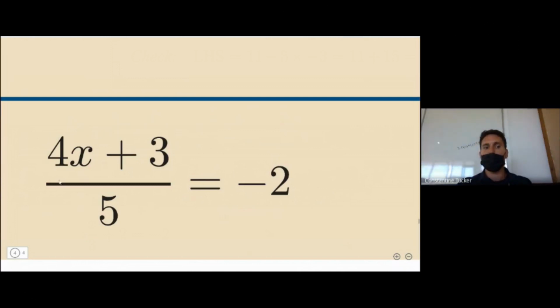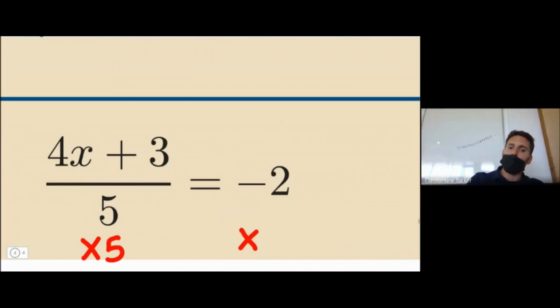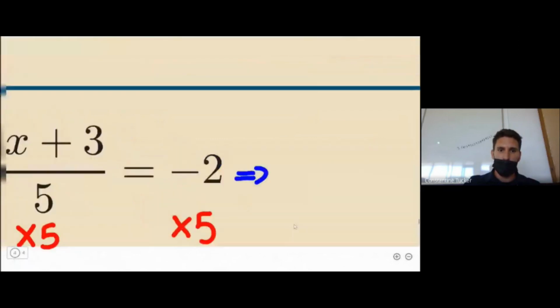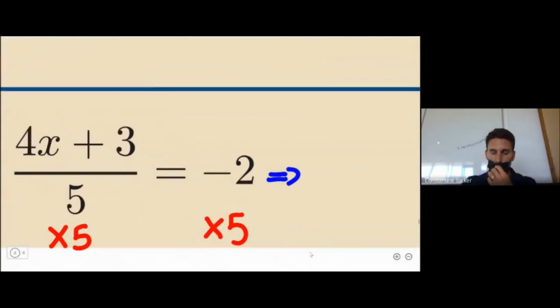How do you get rid of this fraction line with the 5 underneath? Exactly. Why? Because this means division. So fraction over 5 means divide by 5. So what we'll do is we'll do times 5 on both sides to eliminate this filthy fraction. Go back where you came from, fraction. We don't like fractions when we solve equations because they are hard for our brains to deal with.